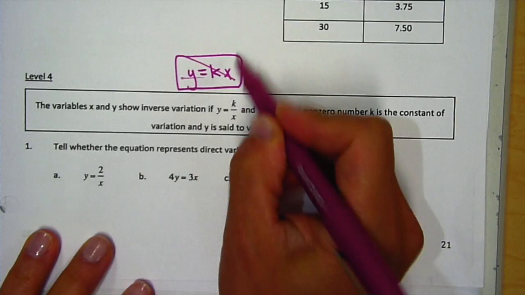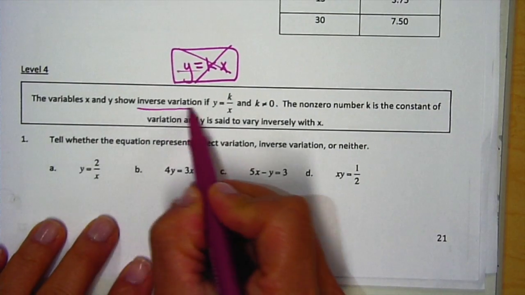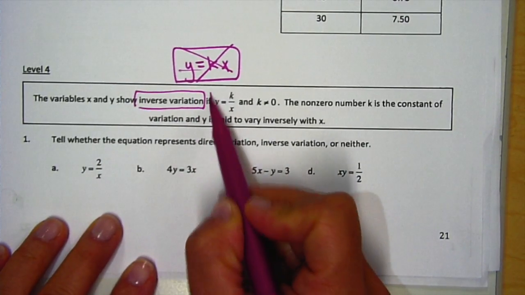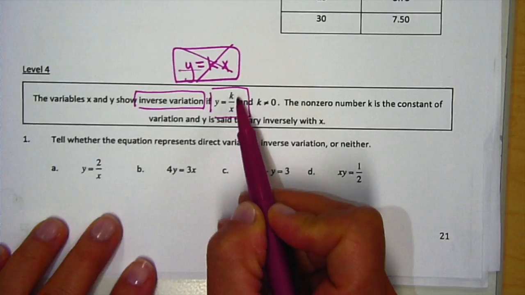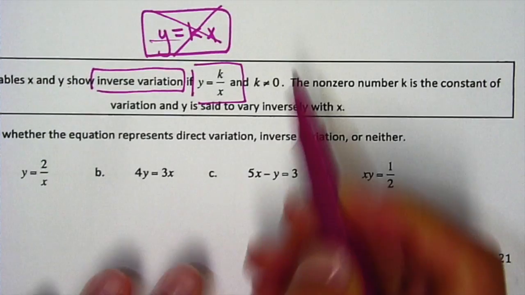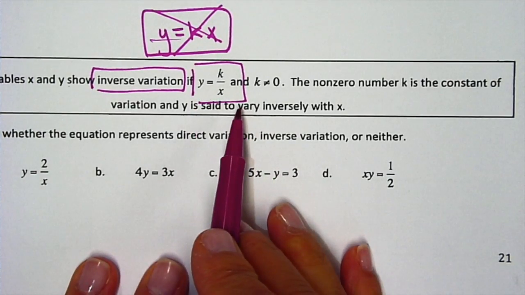We're going to learn about another type of variation equation. This one's called an inverse variation. Instead of y equals kx, the form looks like this: y equals k divided by x. So notice that the x is on the bottom, the k is on the top, and this graph is no longer a line. Okay, it looks like a curve.